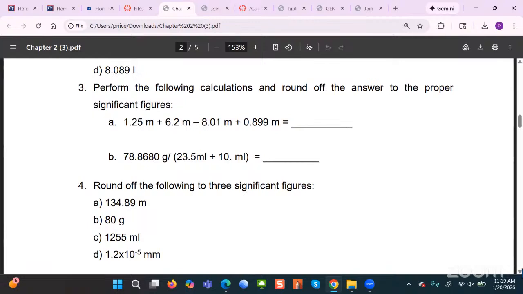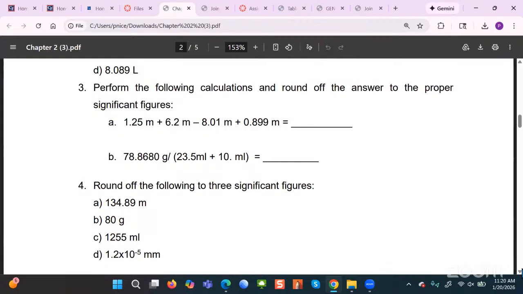So I'm going to deal with multiplication and division first. If you are multiplying and or dividing numbers, then your final answer must be rounded off to the lowest number of significant figures of the numbers involved in the operation, right? So if you're multiplying and or dividing numbers, you need to round off your answer to the lowest number of significant figures of the numbers involved in your mathematical operation, all right? So that's the rule for multiplication and division.